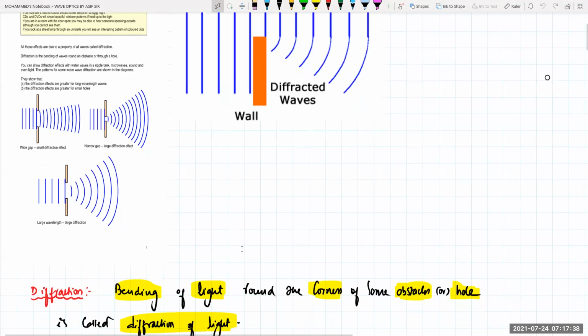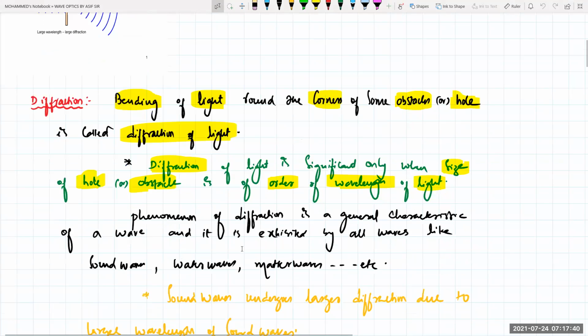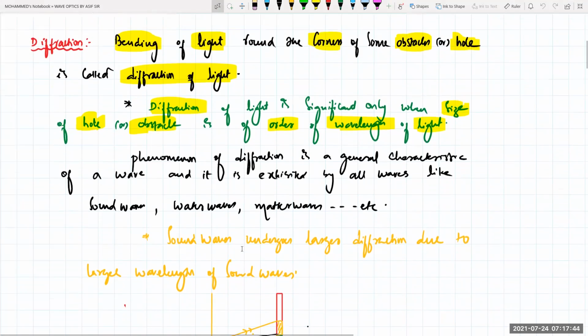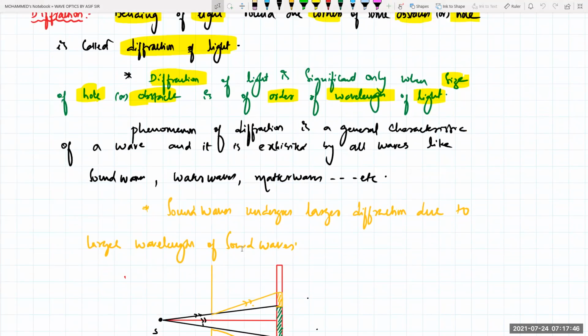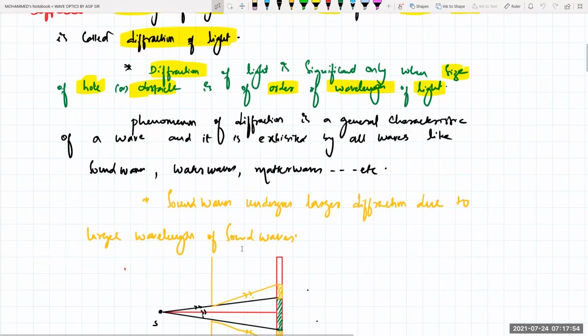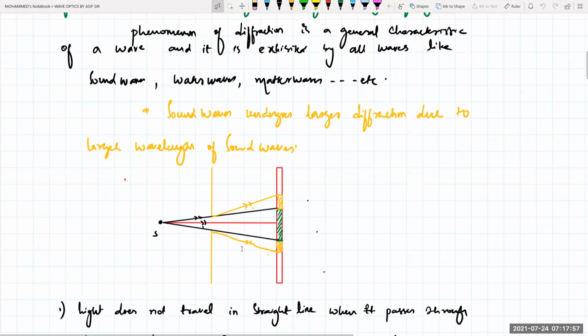Okay. So what is diffraction? In the last session of your class, I told you that bending of light around the corners of obstacles or holes is called diffraction. Diffraction of light is significant only when the size of the hole or obstacle is of the order of the wavelength of the light. The phenomenon of diffraction is characteristic of waves, and it is exhibited by all waves like sound waves, water waves, matter waves, etc.